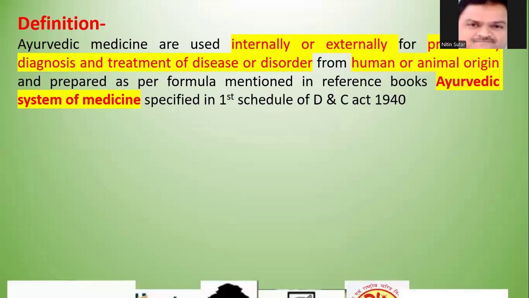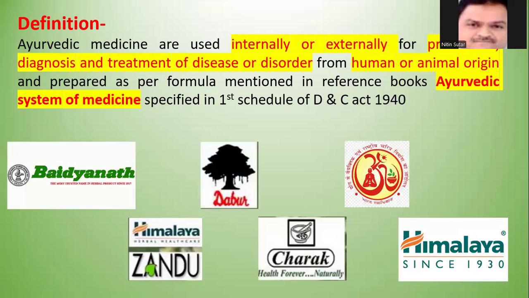Various companies are involved in the manufacturing of Ayurvedic formulations, such as Dabur, Baidyanath, Zandu, Charak, Himalaya. Then one of the leading companies is Patanjali, Ramdev Baba. They are involved in the manufacturing of a variety of herbal formulations.